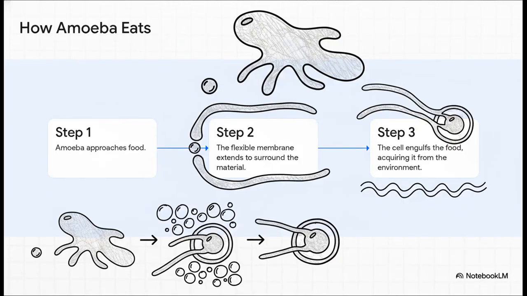The classic example that we study for this is the single-celled amoeba. When an amoeba finds a particle of food, its plasma membrane is so flexible that it extends these arm-like projections around the food. These projections then join together, trapping the food particle and pulling it inside the cell in a little bubble called a food vacuole. That is endocytosis in action.